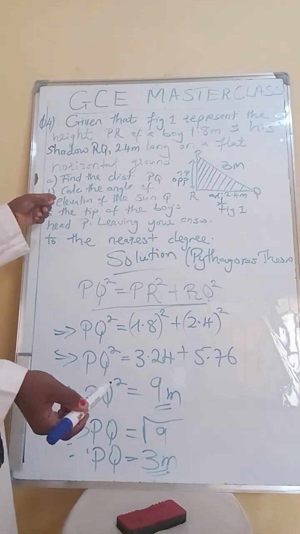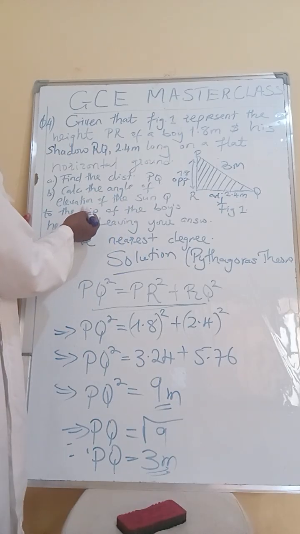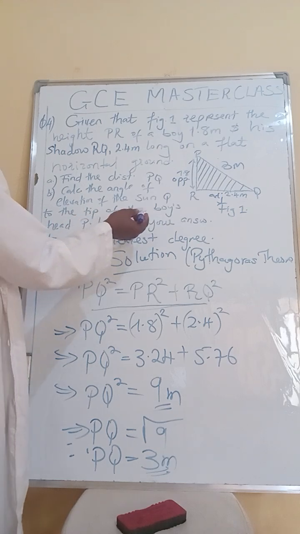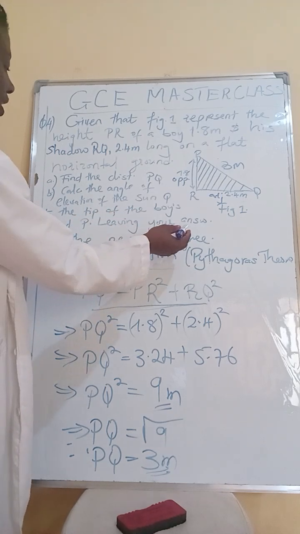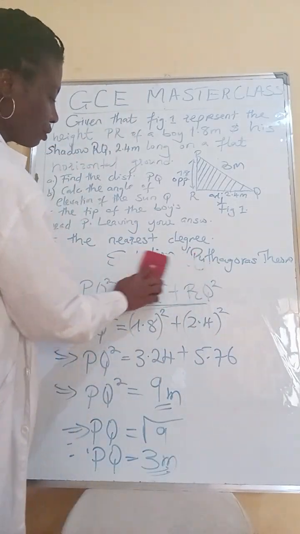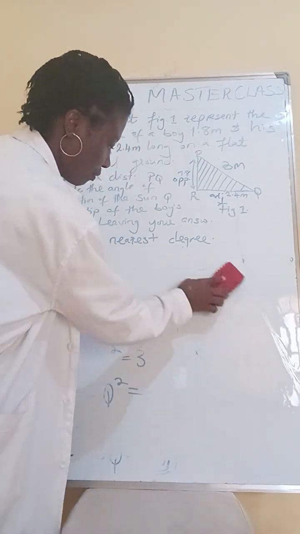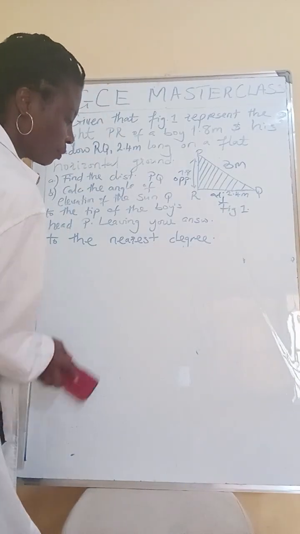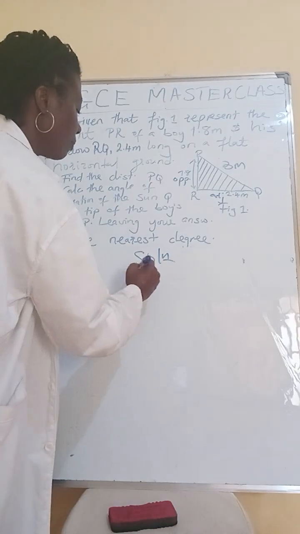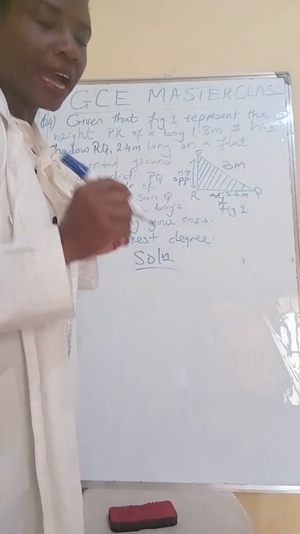So we move to the next question, which says calculate the angle of elevation of the sun at Q to the tip of the boy's head P, leaving your answer to the nearest degree. I'm going to wipe this down because we don't have enough space, and we'll continue solving the B part, because the B part says we should look for the angle.